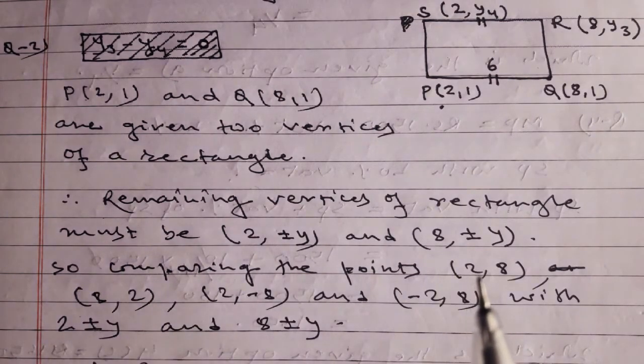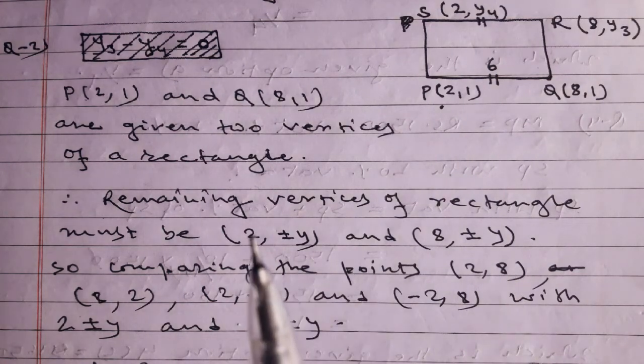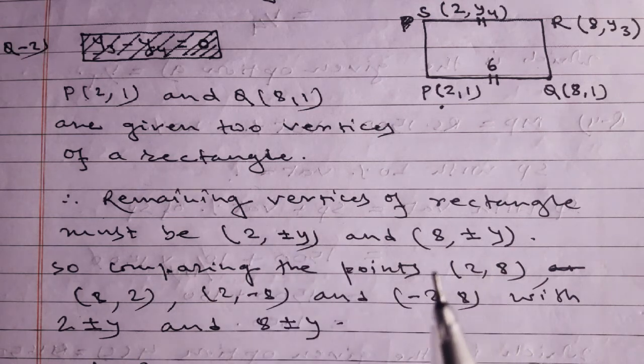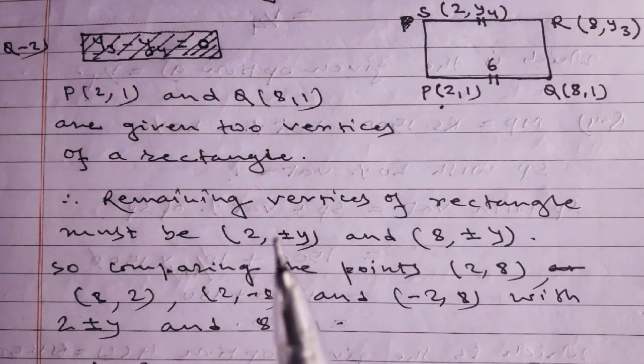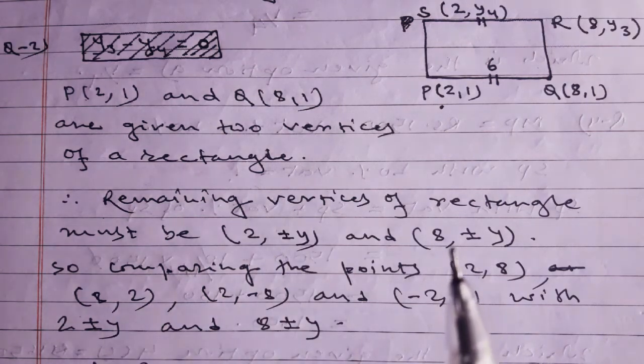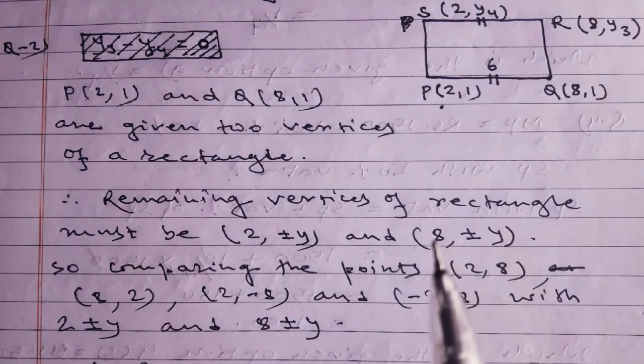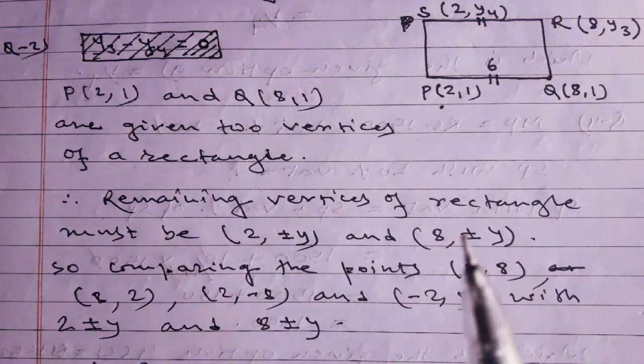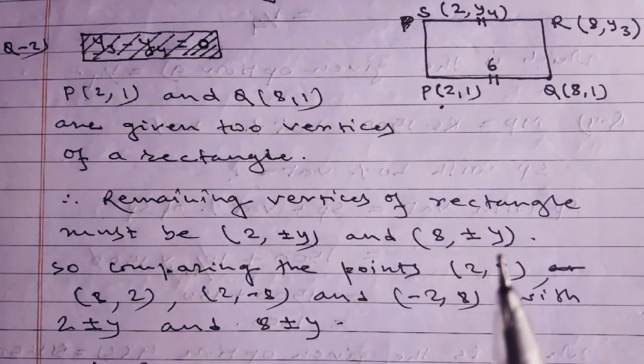The first given vertex is 2 comma 8. We can compare 2 comma 8 with 2 comma plus minus y, because the x coordinate must be the same and the y coordinate must be plus minus y. So the x coordinates are the same, and 2 comma 8 can be a remaining vertex of the rectangle. 8 comma 2 we can compare with 8 comma plus minus y, because the x coordinates are the same and the y coordinate we can take as plus 2. So 8 comma 2 satisfies the condition 8 comma plus minus y.